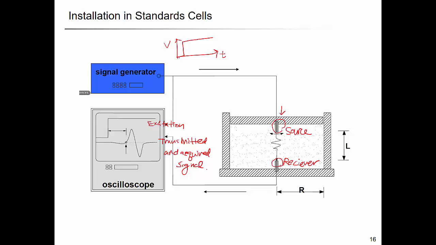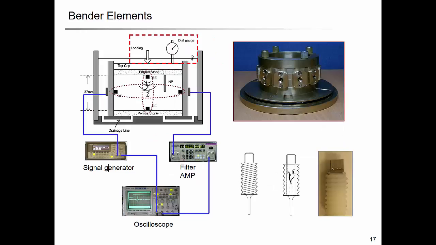And you can place this bender element in the consolidation meter or the oedometric cell. So here is the top cap, and this is the bottom cap, and it's a K-naught cell, so a rigid wall cell. It doesn't allow lateral deformation. So one example of that, here is the water bath.